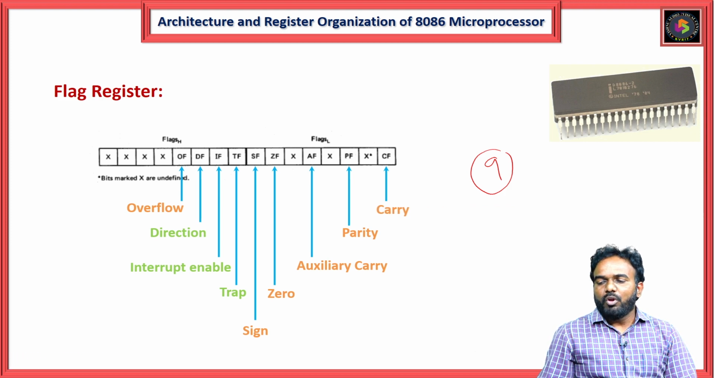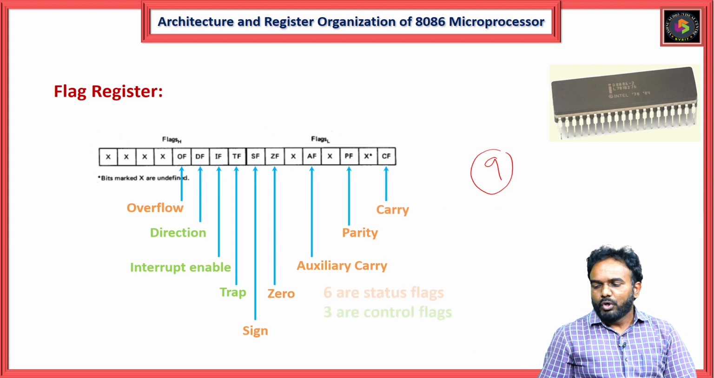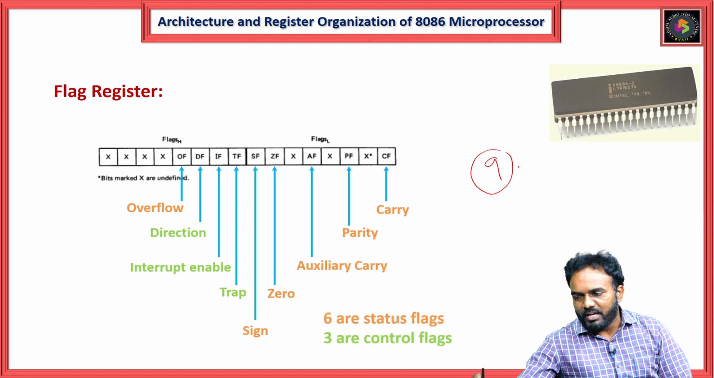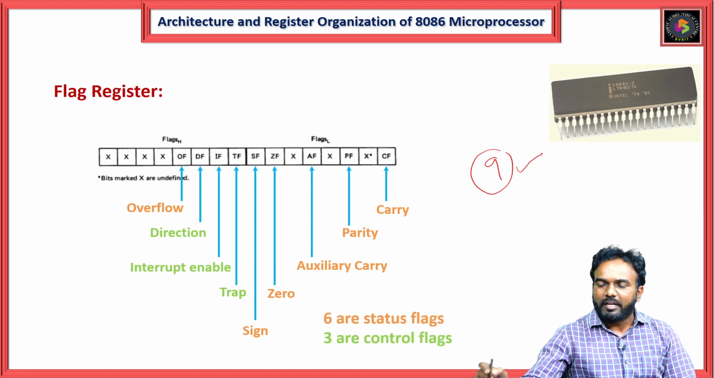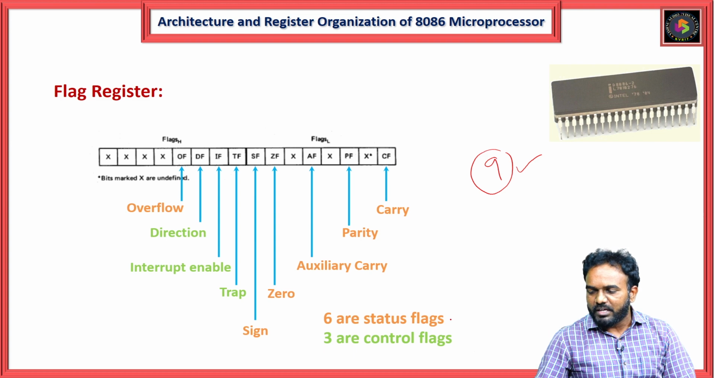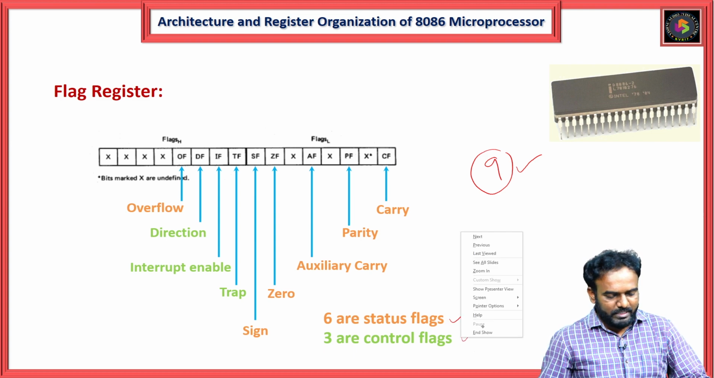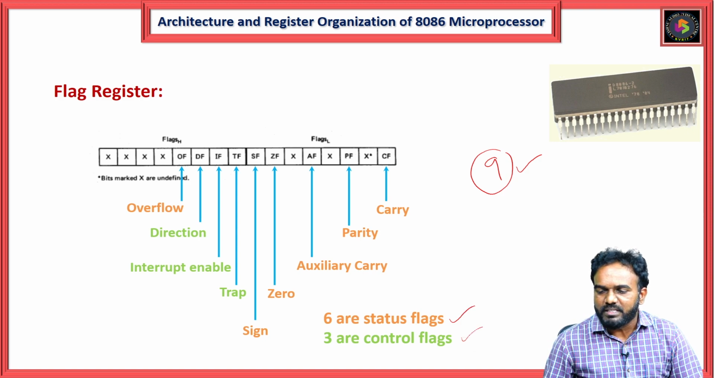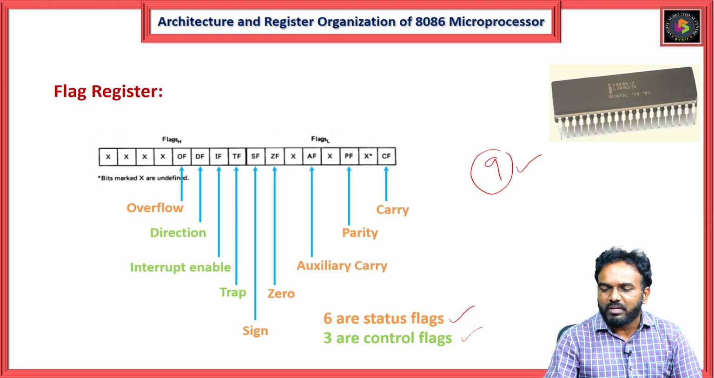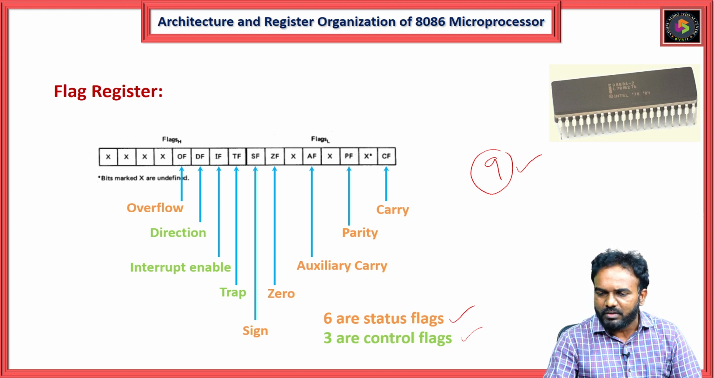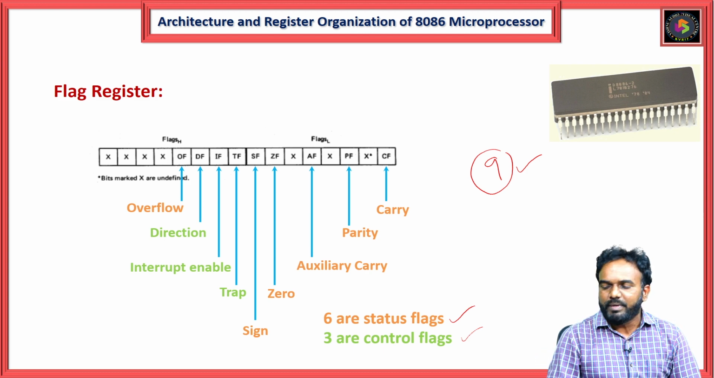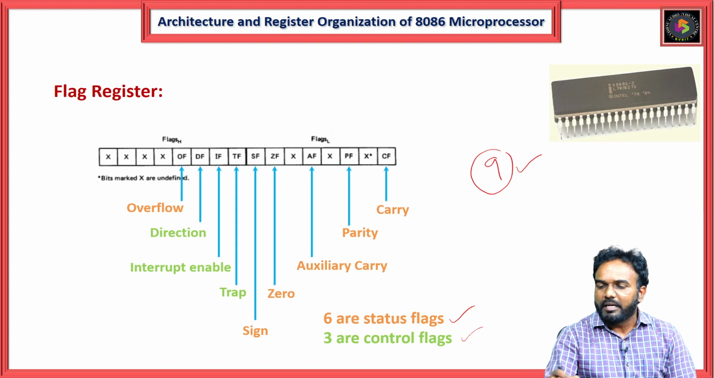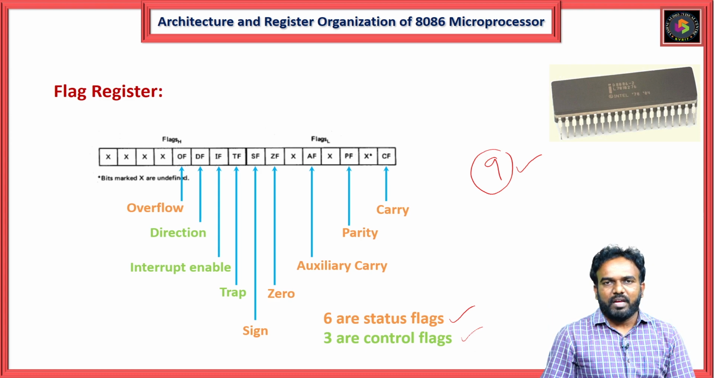If you observe here, as I already told you, 9 flag bits are defined. Of these 9 flag bits, 6 are status flag bits and the remaining 3 are control flag bits. Here, IF, TF and DF, these 3 flag bits are the control flag bits, and all the remaining flag bits are the status flag bits.